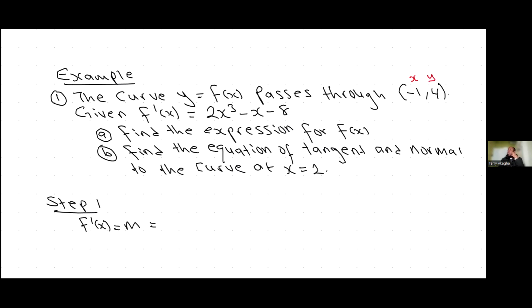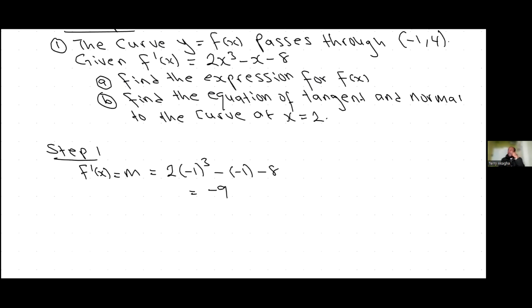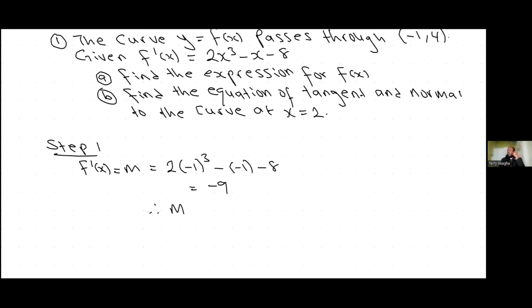It's going to give us 2 into bracket -1 raised to the power of 3 minus -1 minus 8. And when you press your calculator, that will give you -9. So therefore, the m, which is equal to the slope, will be equal to -9. All right, so we'll go back and find what step 2 is.